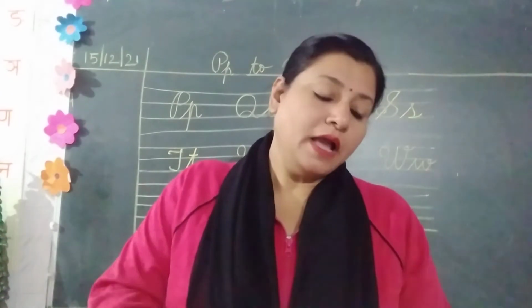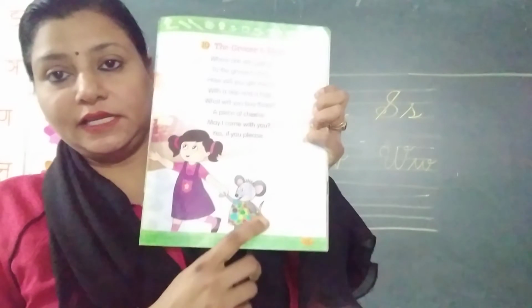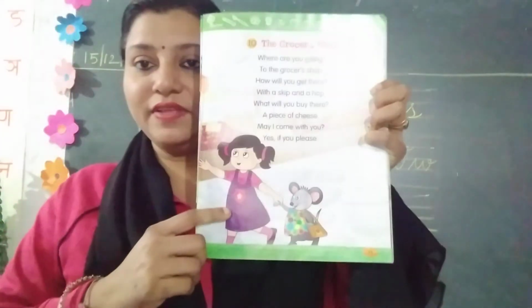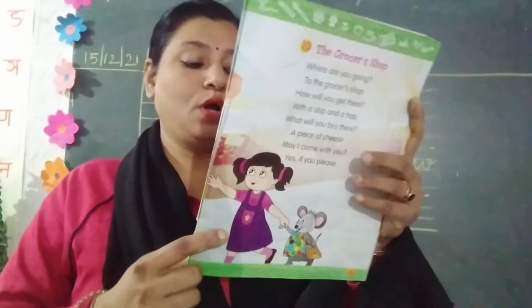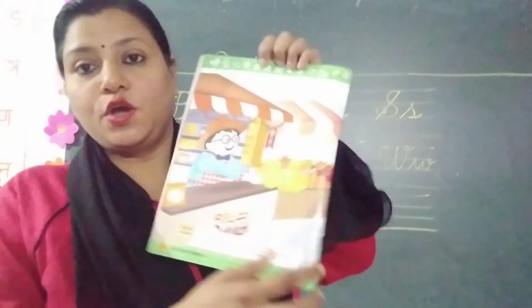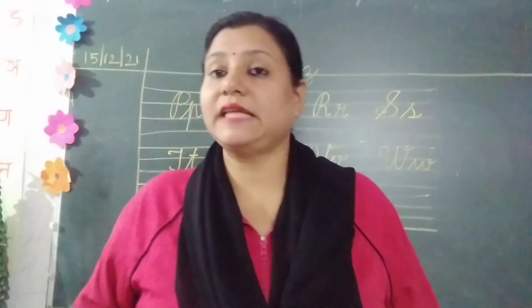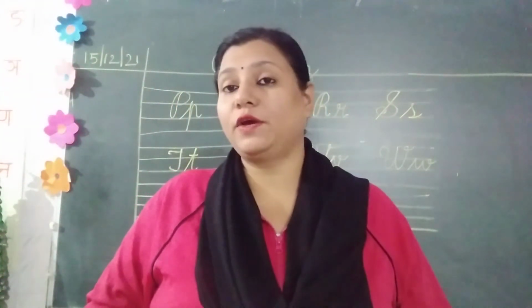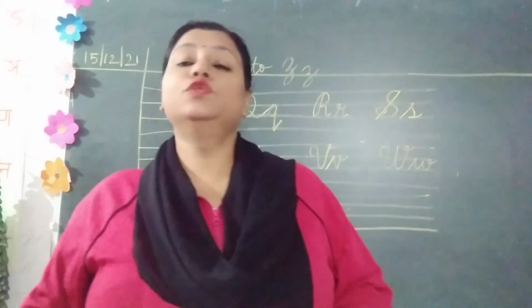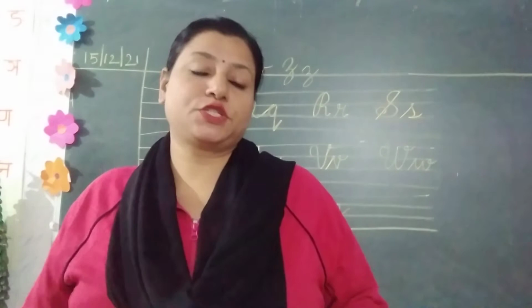Okay. Now there is also Grocer's Shop. As we have seen, there is a mouse and with that there is a girl also. So yes, this mouse is actually asking for the cheese. You can see this. I have told you what you mean by grocer's shop, where we used to take all the groceries. It is known as grocer's shop.